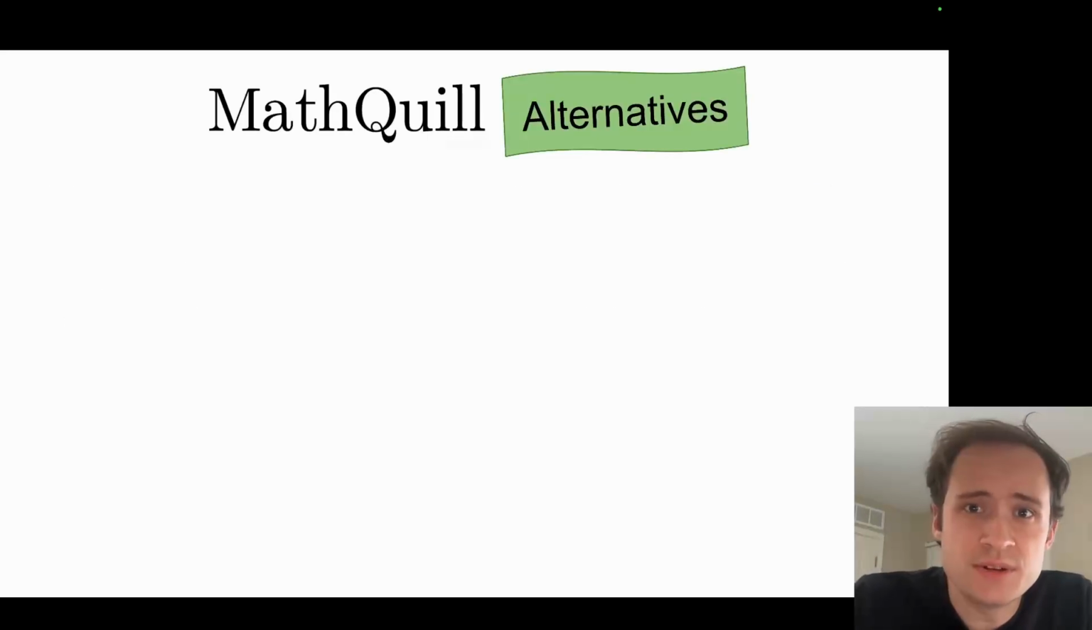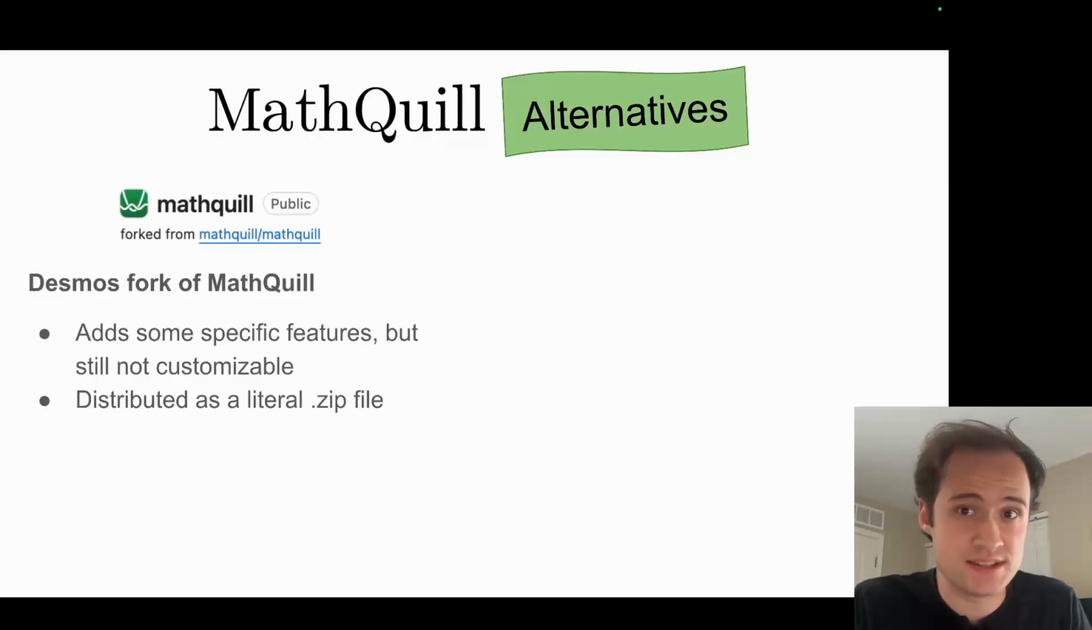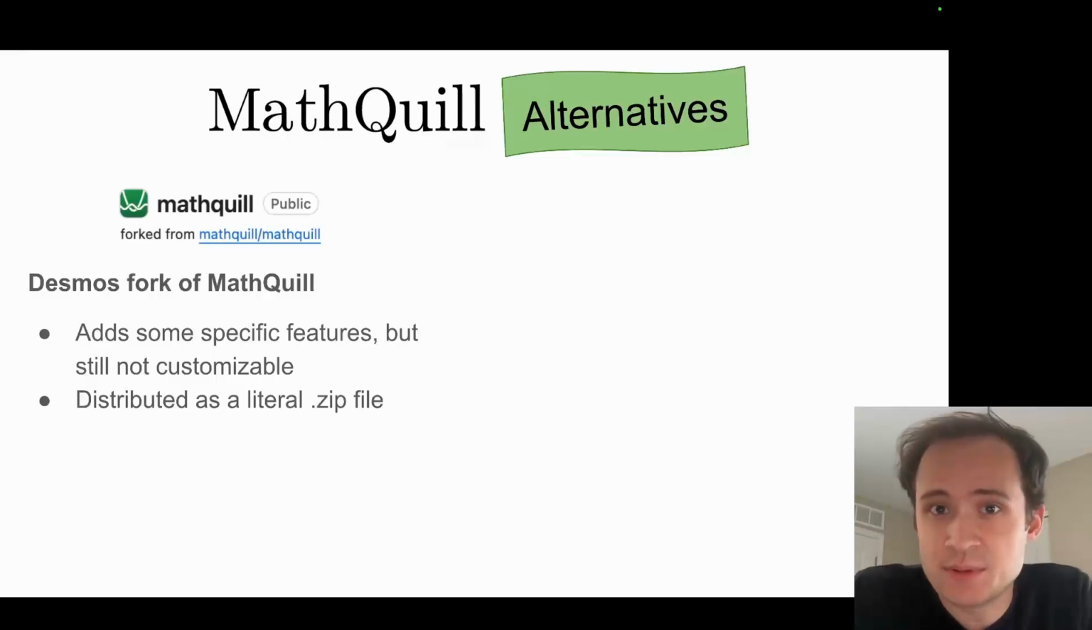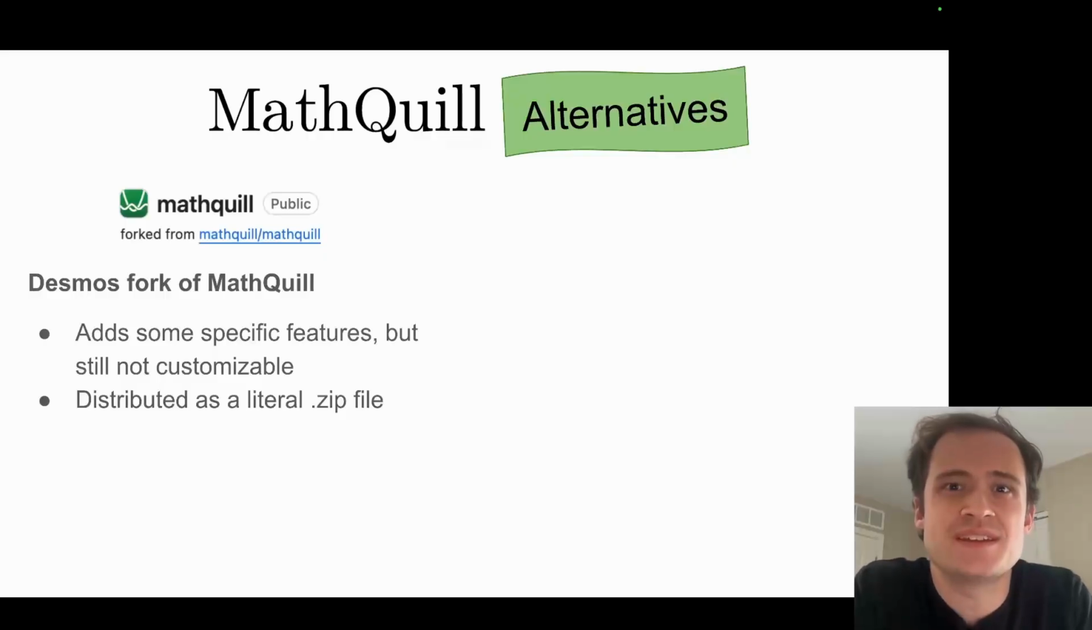So there are a few alternatives to MathQuill out there currently. One big one is that Desmos actually took MathQuill, and because it had problems, they forked it and made their own version. It is available on GitHub. It adds some specific features, so if you need those certain features, that helps, but it's still not customizable with plugins the way that I would want it to be. And it's really not meant for other people to use. It's really an internal Desmos thing that they happen to put out there in case you want to try.